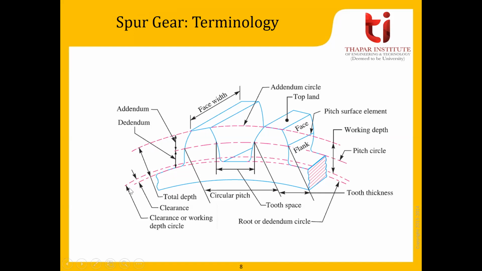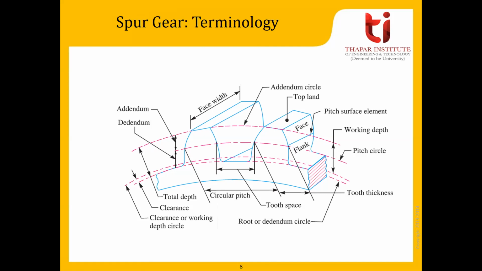And the second, there can be one root circle. This is the innermost circle. And there can be one base circle. Actually, the base circle matters when you are manufacturing these teeth on the friction wheel, you have to follow a particular profile. That profile can be a cycloidal profile or an involute profile. Why we are using the involute or cycloidal profile, we are going to discuss.